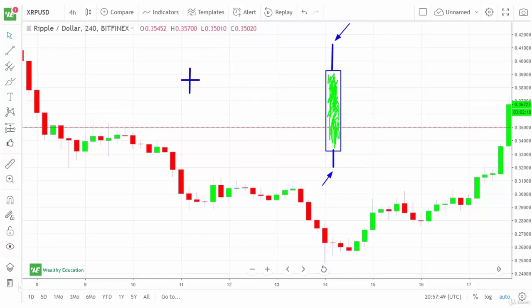So what does the body itself mean? Well, besides the fact that we have gone higher, the body shows the opening and closing price. If it went higher, then obviously the bottom of the body was where we opened and the top is where we close. So think of it this way. We opened here, we fell a bit, we rallied all the way up here and then closed up here. We closed higher than we started.